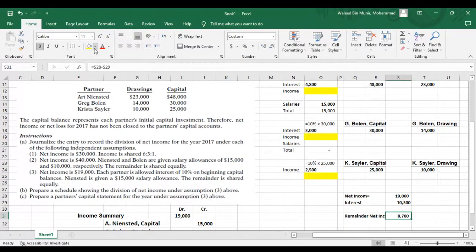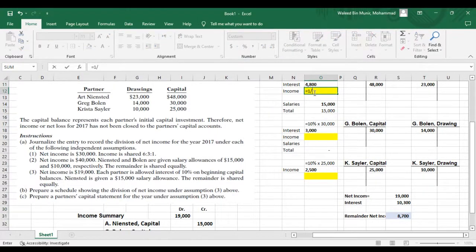Okay, thank you. Then, Doctor, we divide the net income after interest. Yes. Now this is what it says. The remainder is shared equally. So it means divided by 3, right? Each one will get the remaining income at a ratio of 1 by 3, right? So it will be equal to 1 by 3 multiplied by this number. 33%. So income will be 2,900.